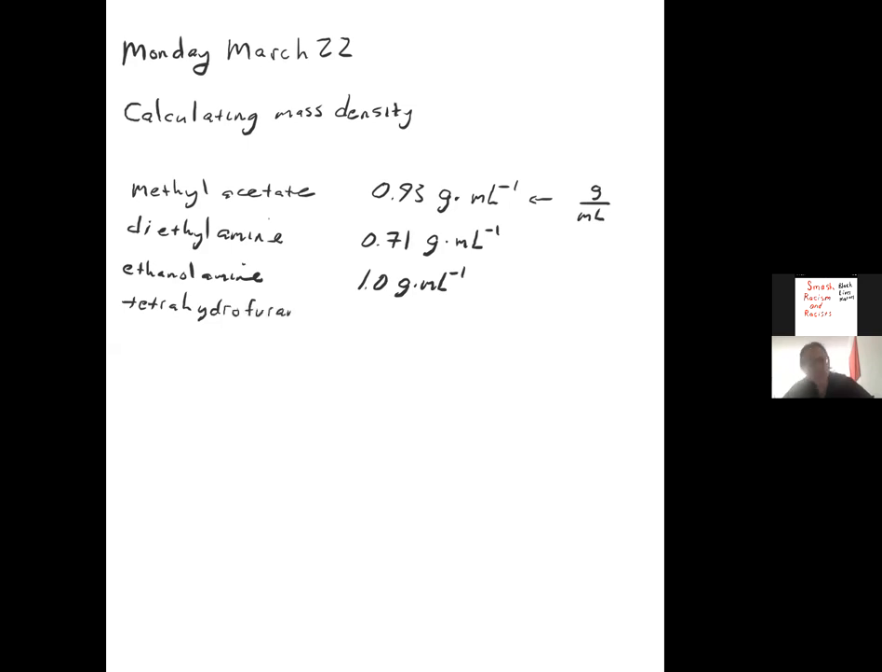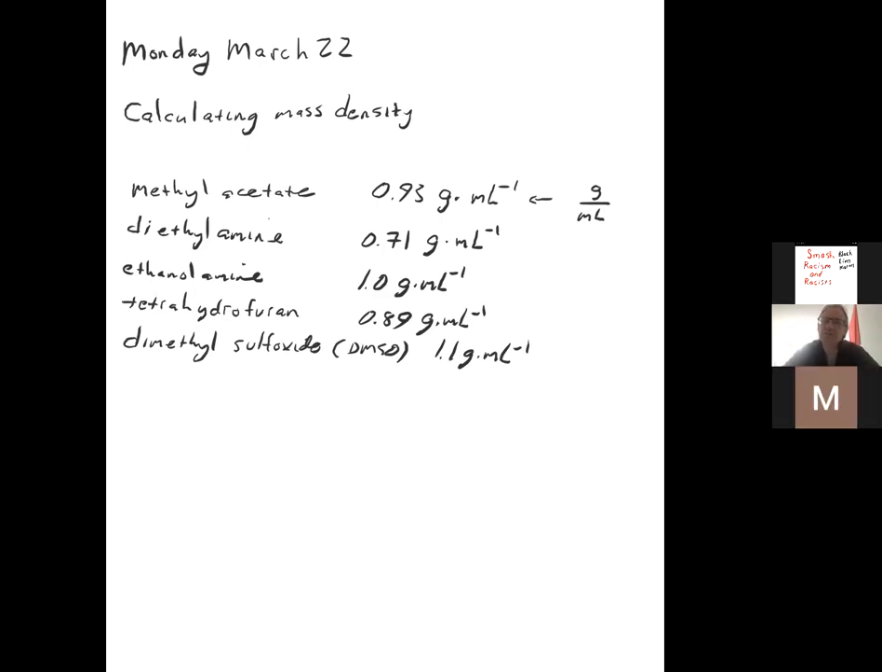Tetrahydrofuran. And that one is 0.89. So a little lower than water, right? And then finally dimethyl sulfoxide. This one is often called DMSO. You may hear about it in the media. 1.1 grams milliliters -1. Okay, so there are your densities of these liquids. There are 5 potential liquids that the unknown liquid could be.